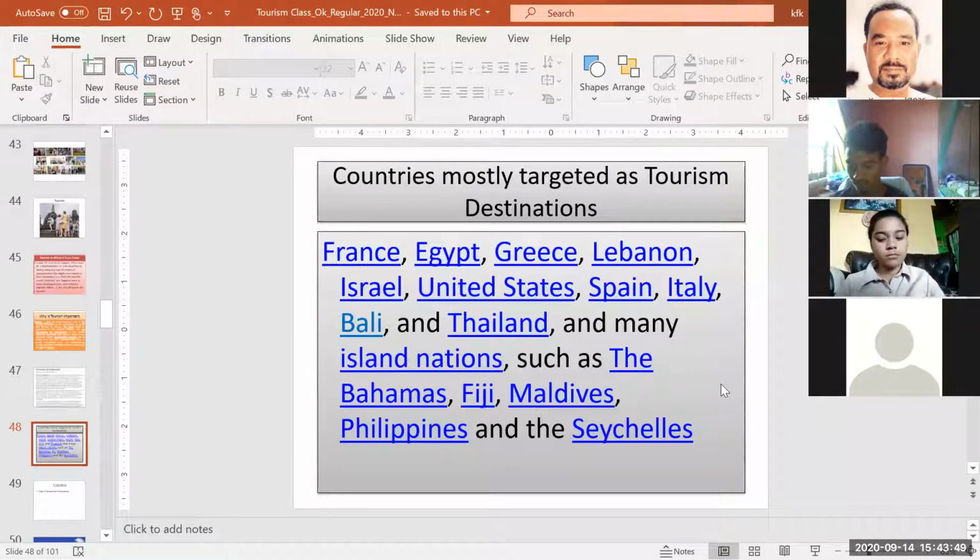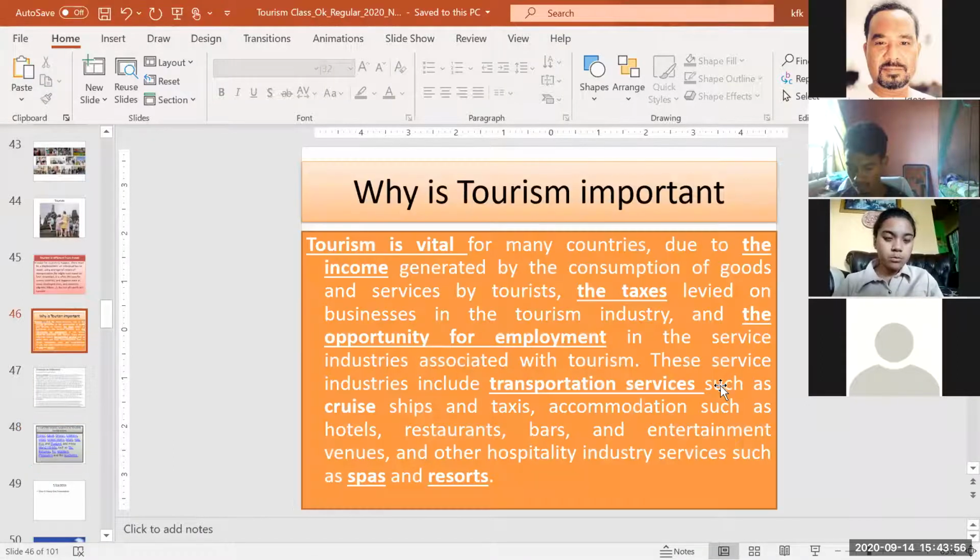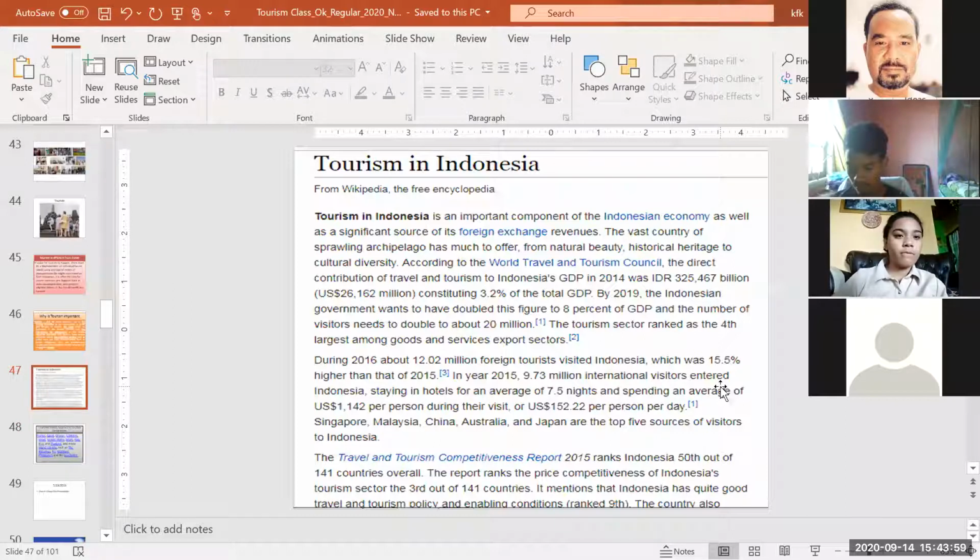Okay, included in tourism activities. Why is tourism important? There is also a question at the beginning. Tourism is vital for many countries due to the income generated by the consumption of goods and services by tourists, taxes levied on businesses in the tourism industry and the opportunity for employment in the service industries associated with tourism.